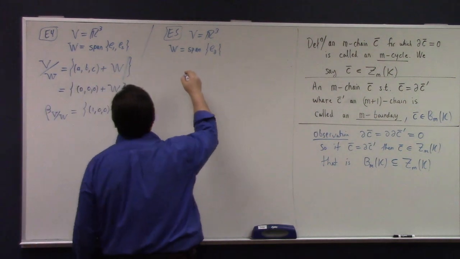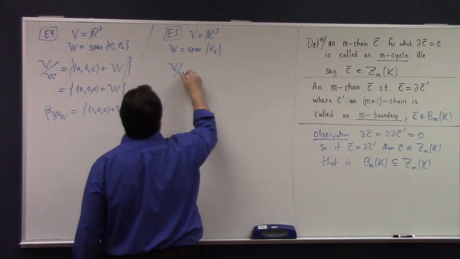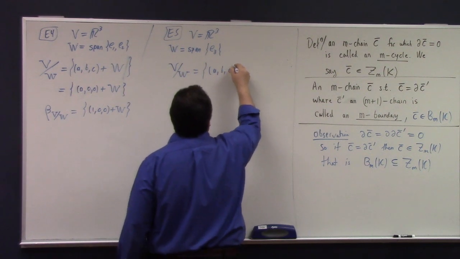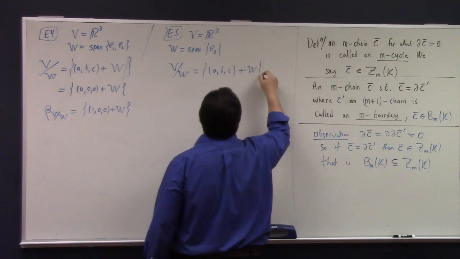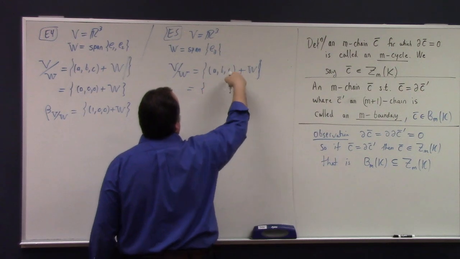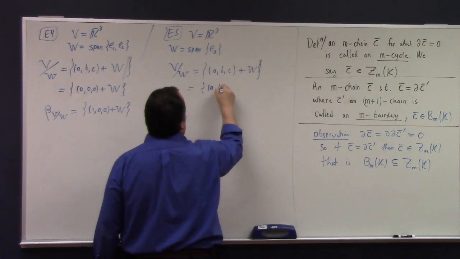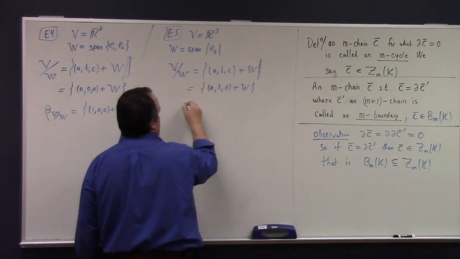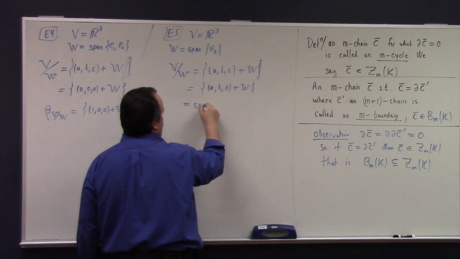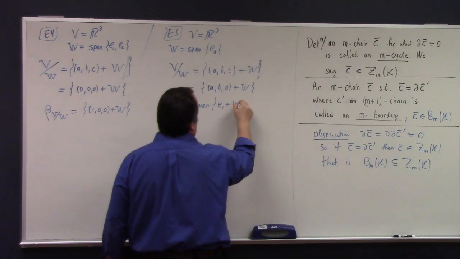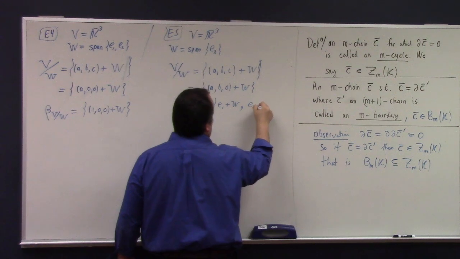This one, if we look at the quotient space of V by W, you've got things of the form (a, b, c) plus W. But by the rules here, I can absorb the c and I get something like (a, b, 0) plus W as my typical element. And so I can rewrite this as something like the span of e1 plus W and e2 plus W.